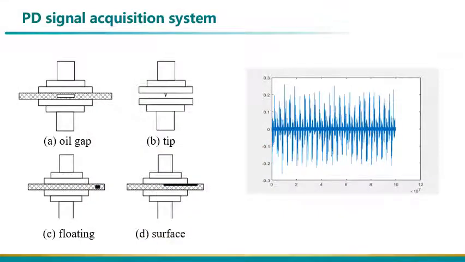The structures of four types of partial discharge are shown in the left figure. The signal collected by the oscilloscope is shown in the right figure. It can be seen from the figure that the noise has a great influence. In order to reduce the noise influence, the wavelet transform is used.